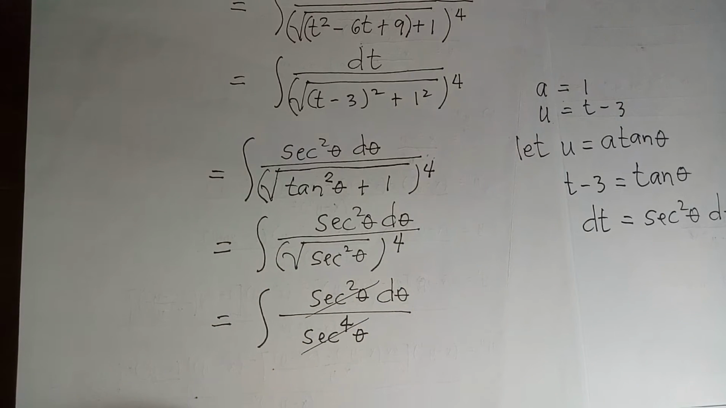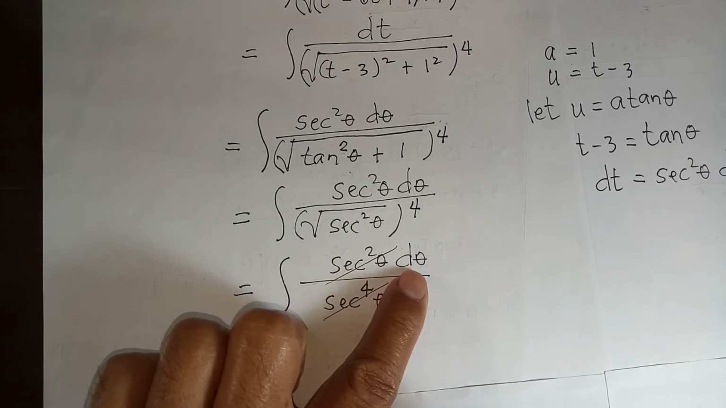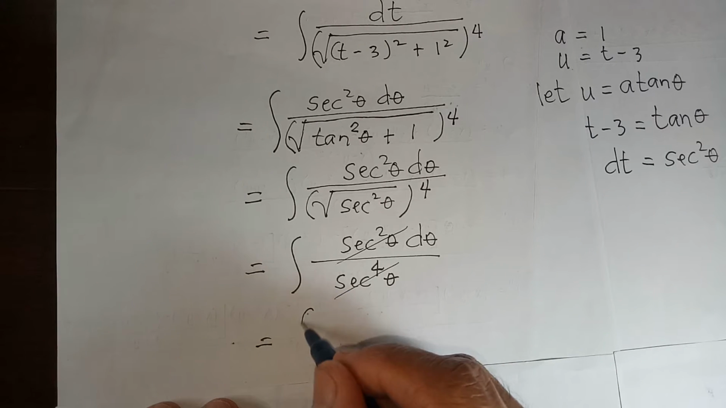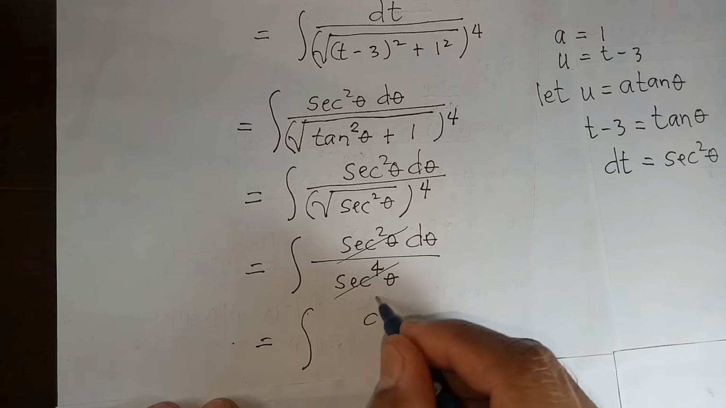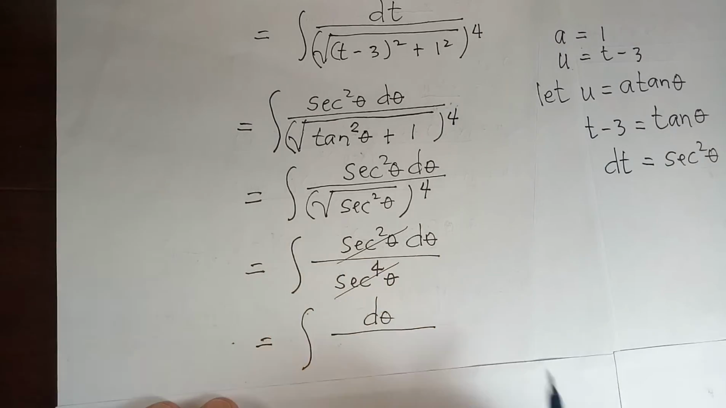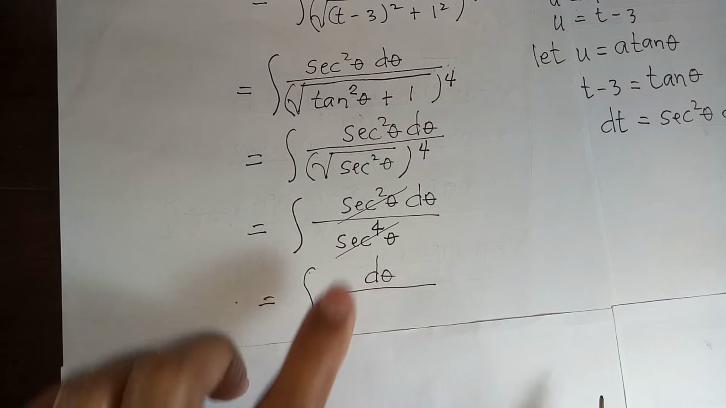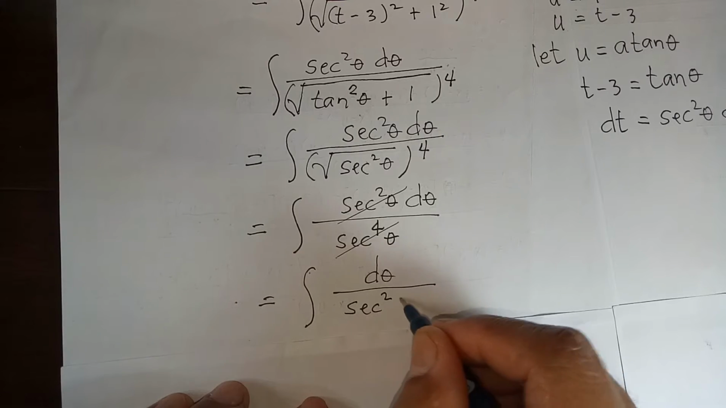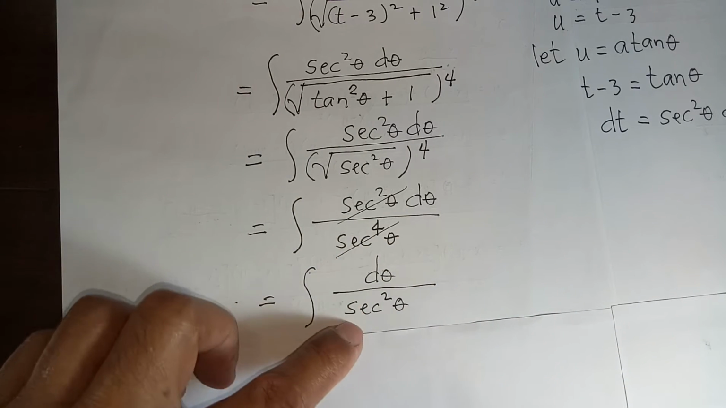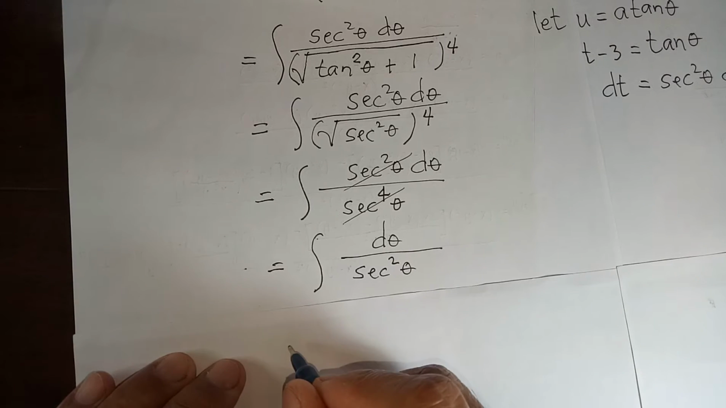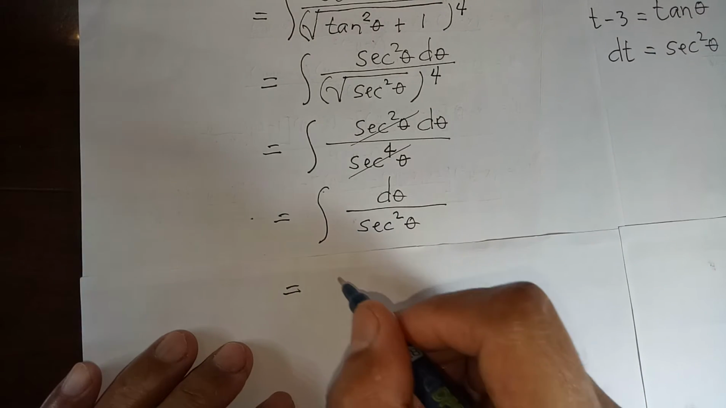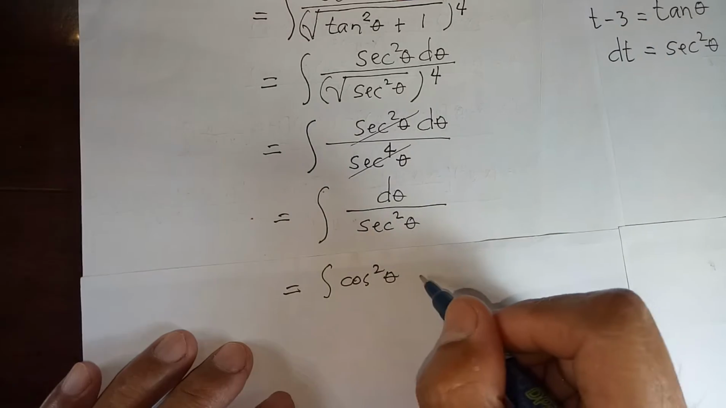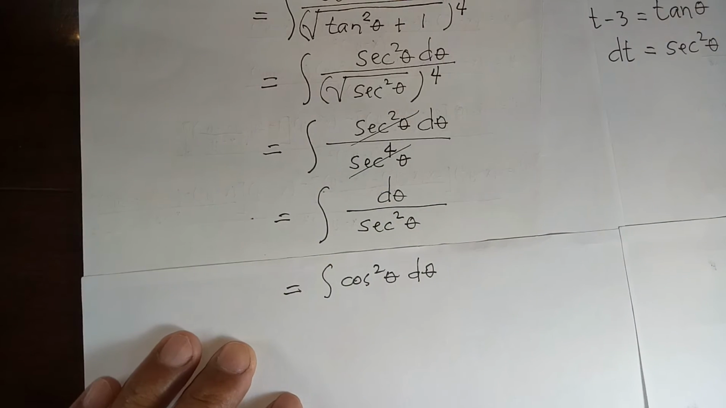So, wala na ang secant squared theta. Ang natira na lang sa numerator ay yung d theta. So, we have the integral of d theta divided by secant to the 4th, ang natira ay secant squared of theta. Now, 1 divided by secant squared equals cosine squared. So, equal siya sa integral of cosine squared of theta d theta.